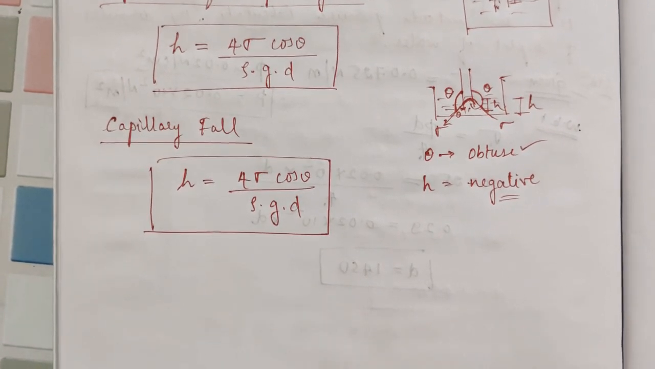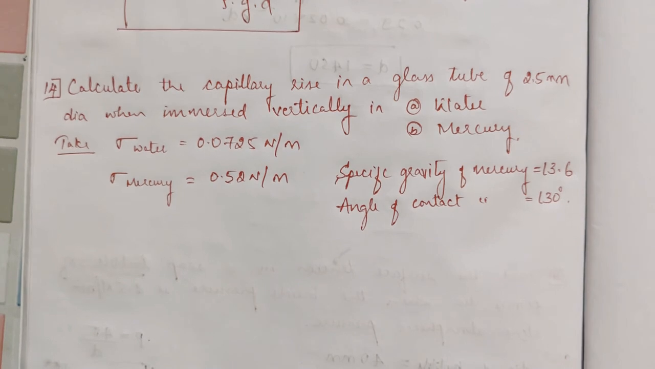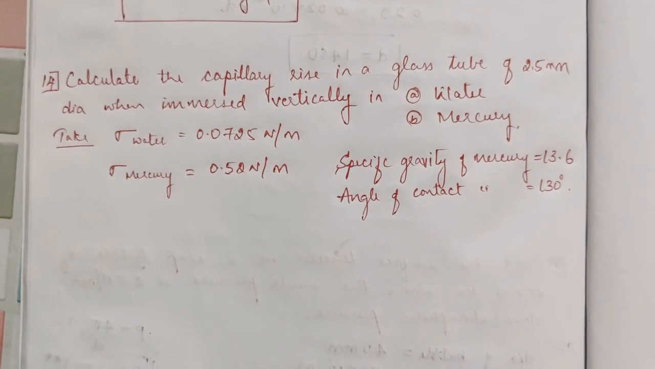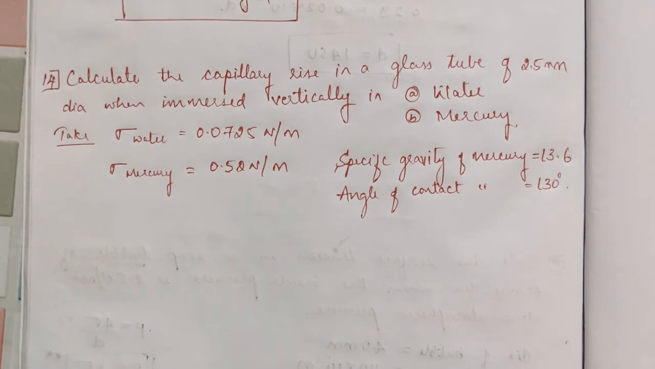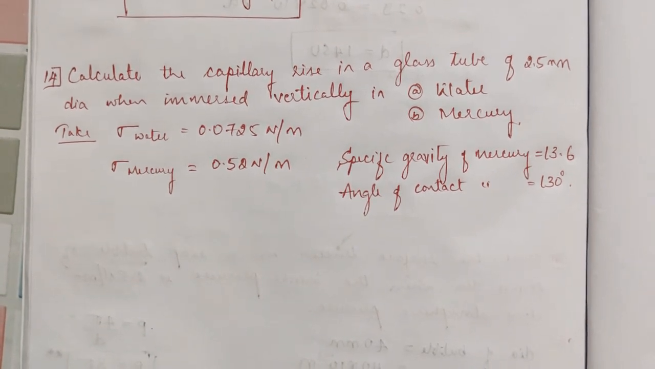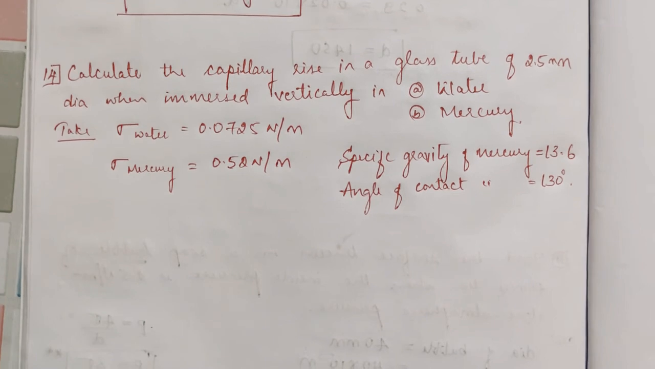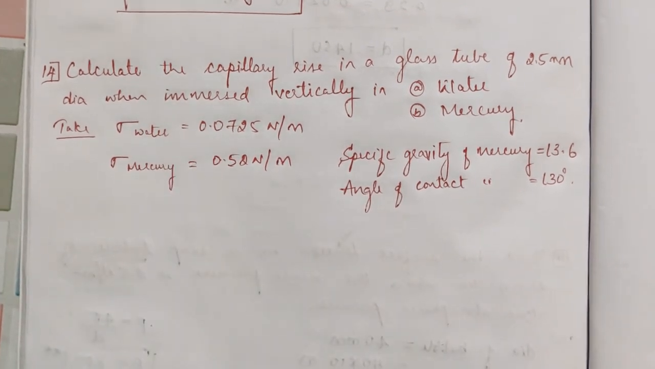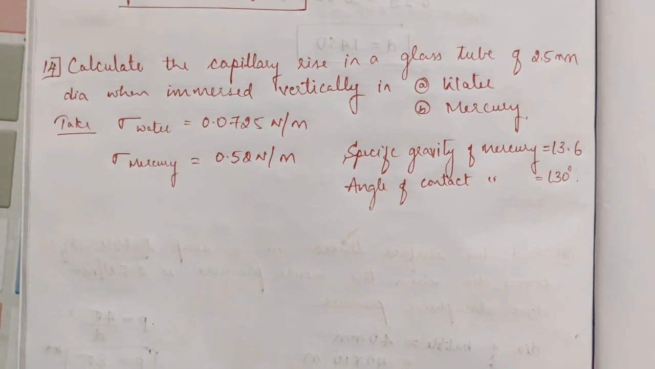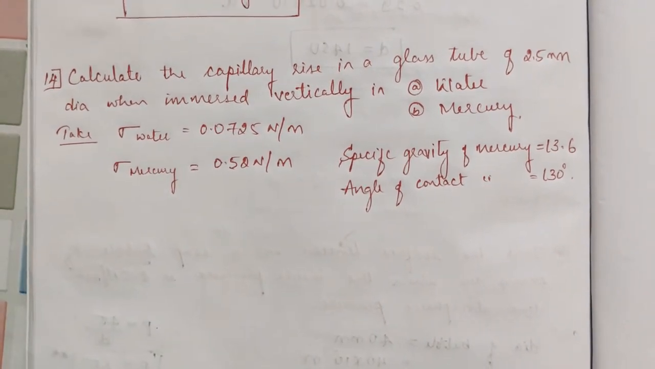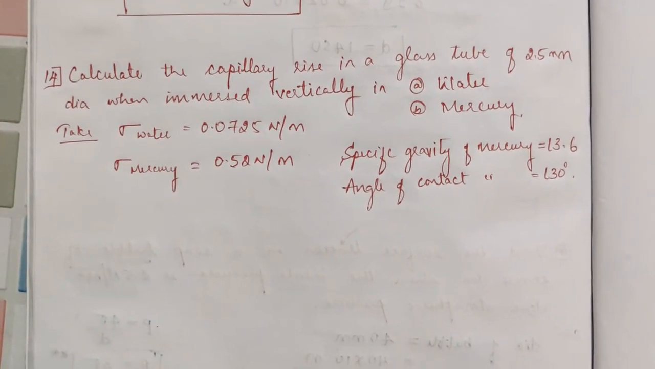So let me do 2 examples on this capillarity. Let me write the question. Next problem is, calculate the capillary rise in a glass tube of 2.5 mm diameter when immersed vertically in water and mercury. So 2 different cases will come. First we will write down the given and we will solve the problem one by one.